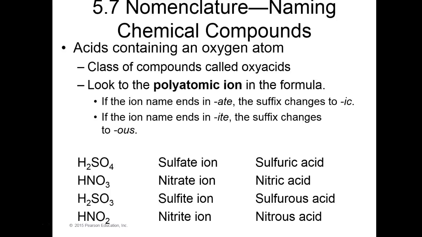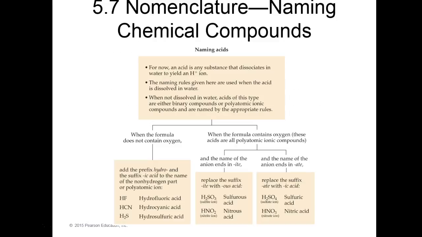Acids containing an oxygen atom are different. These are a class of compounds called oxyacids. Look at the polyatomic ion in the formula. If the ion name ends in "ate," the suffix changes to "ic." If the ion name ends in "ite," the suffix changes to "ous." So here's a sulfate ion, sulfuric acid. They have nitric acid, sulfurous acid, and nitrous acid. Here's a flowchart to help you name those chemical compounds.